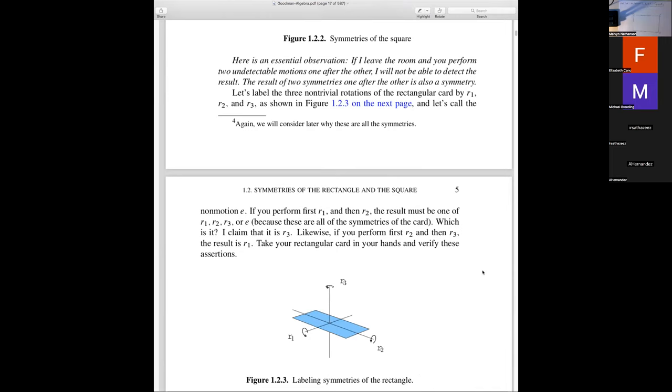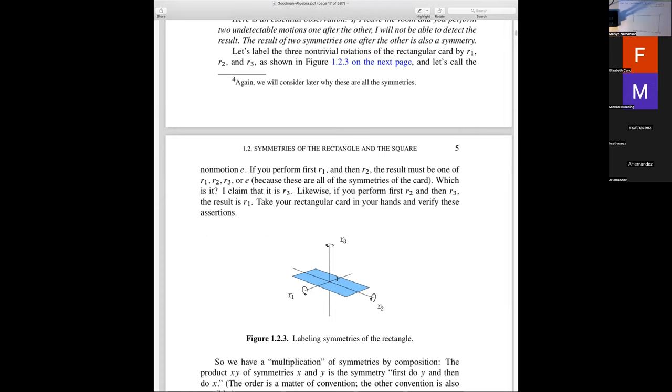Now, we want to be able to do mathematics with the symmetries of a rectangle. And the first thing is to give each of these symmetries a name. So here in this picture, we have a rectangle. If we rotate through this line, through the center parallel to the short sides, if you rotate by pi radians, we call that rotation R1. If you take the axis through the center parallel to the long side and you rotate by pi radians, we call that rotation R2.